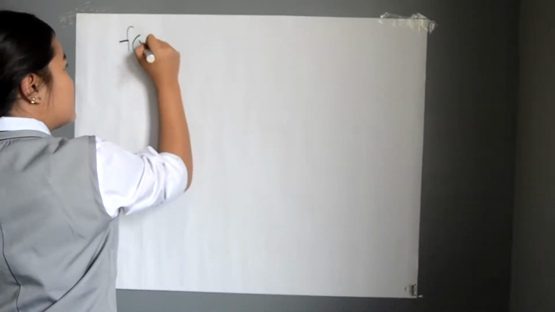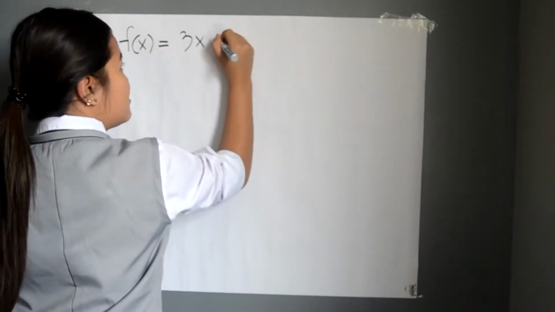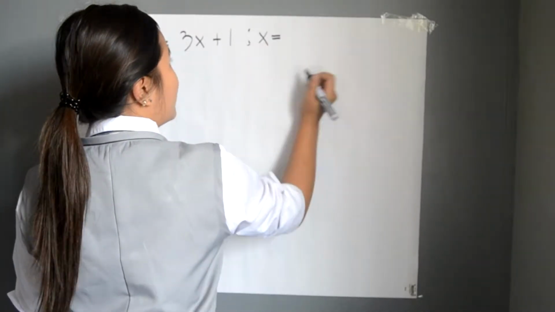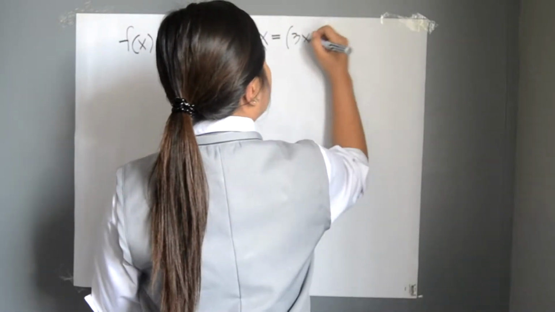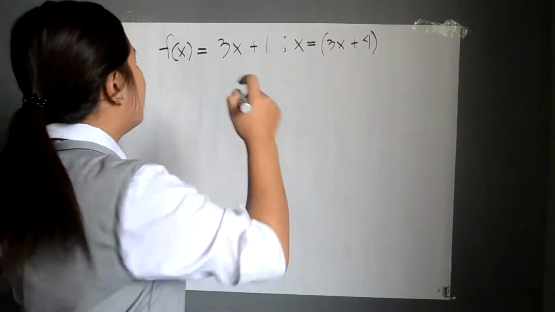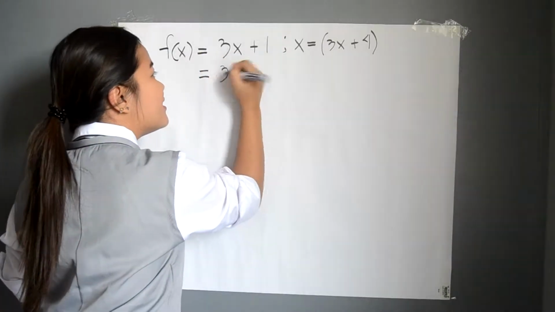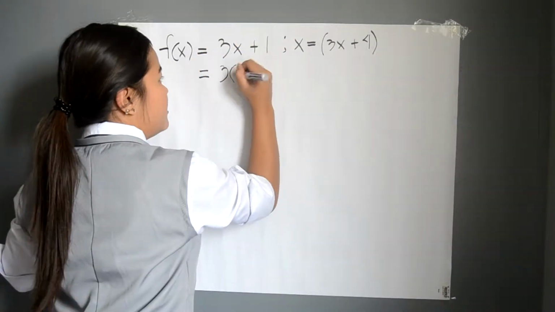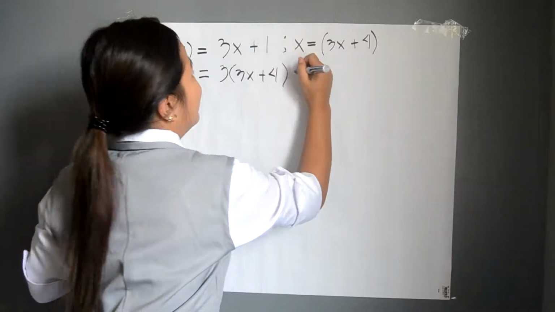f of x equals to 3x plus 1, where x is equal to 3x plus 4. So, let's replace the x with 3x plus 4. Copy the plus 1.